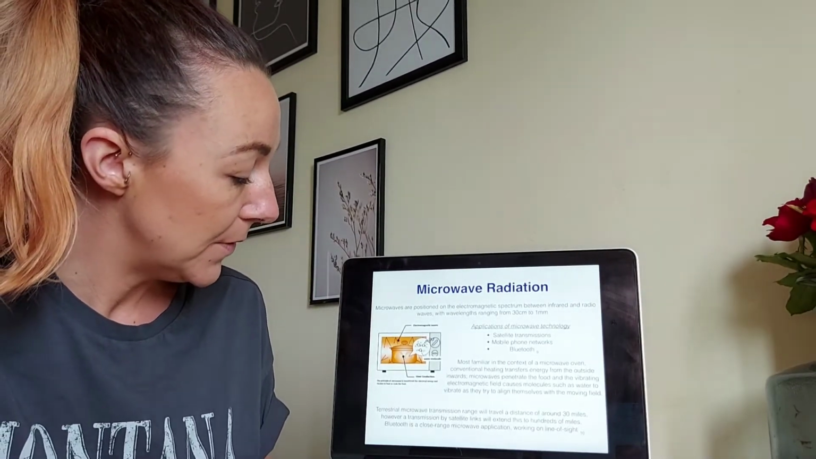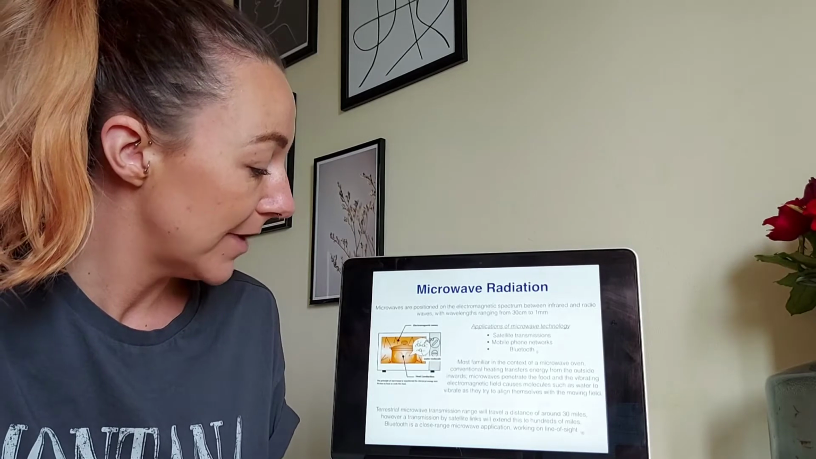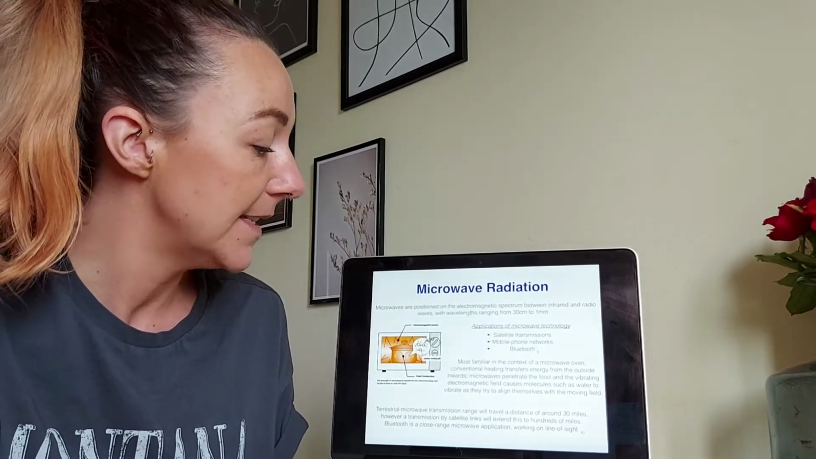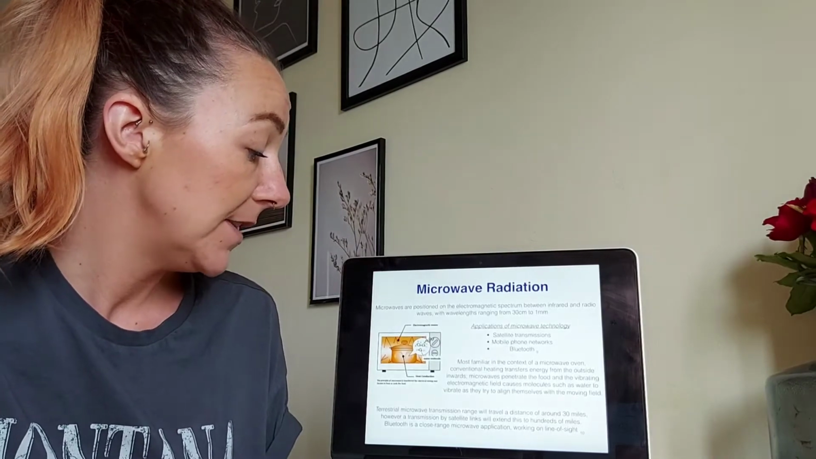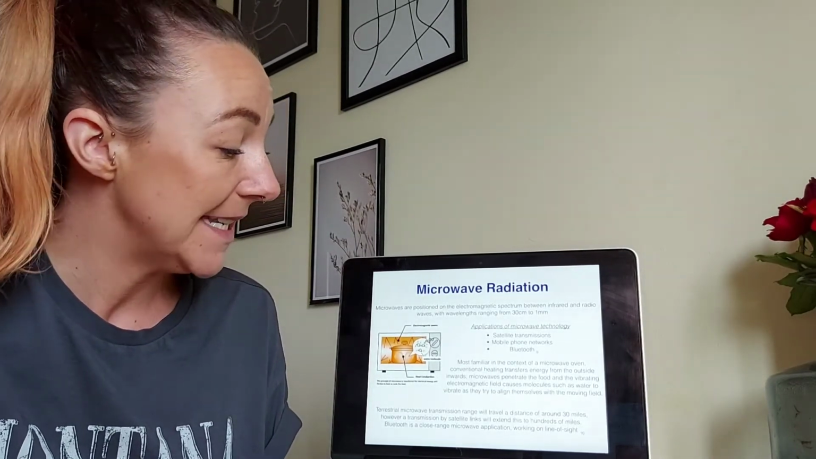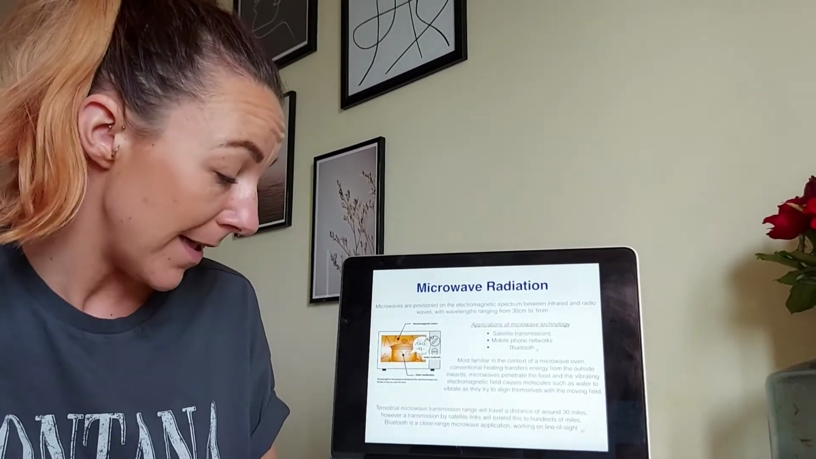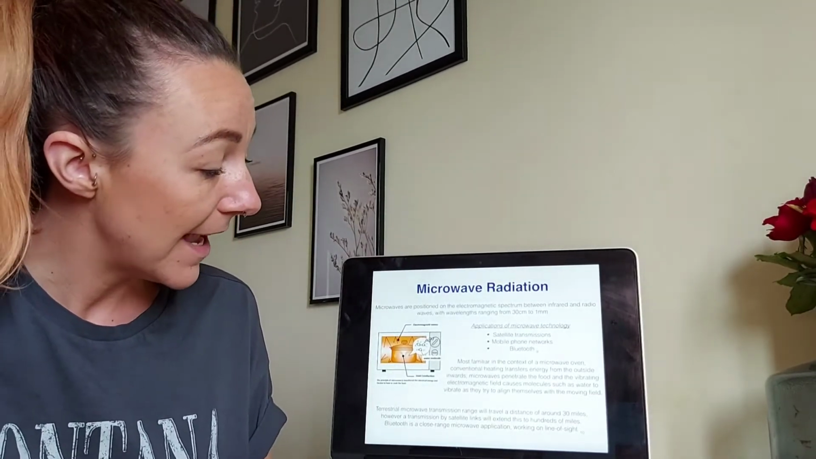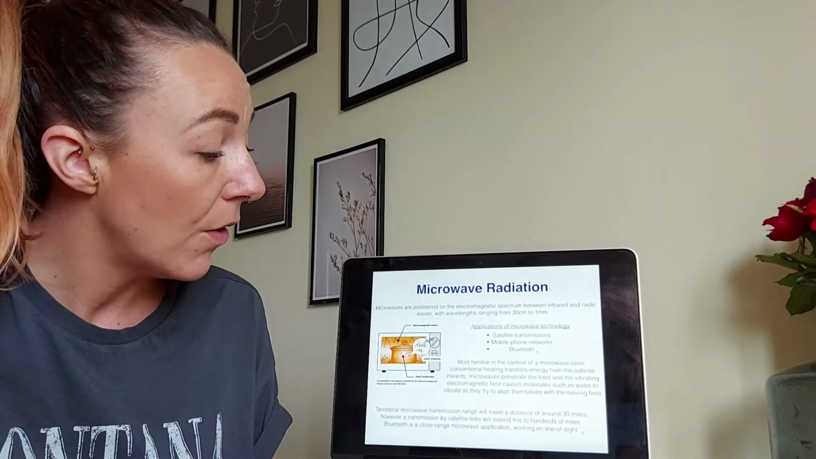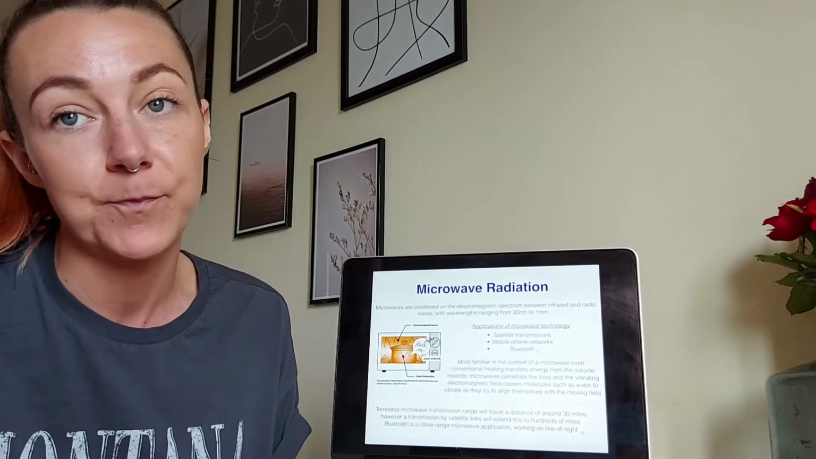Terrestrial microwave transmission will travel a distance of around 30 miles. However, a transmission by satellite links will extend this to hundreds of miles. Bluetooth is a close-range microwave application working on line of sight.